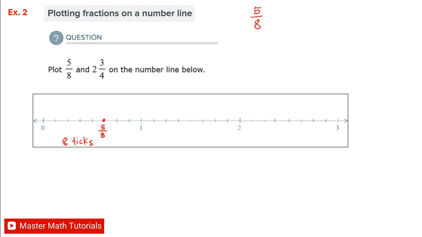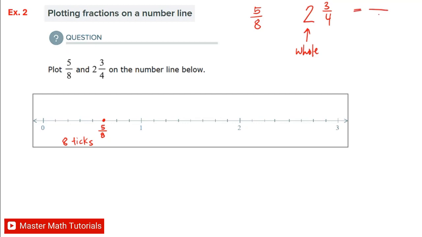Next, we plot 2 and 3/4. We have to identify our whole number part. In this given, the whole number part is 2. So we know that 2 and 3/4 is past 2, so it's going to be between 2 and 3 on the number line. Next, if you noticed, our denominator here does not match the number of ticks. The fraction part is 3/4.